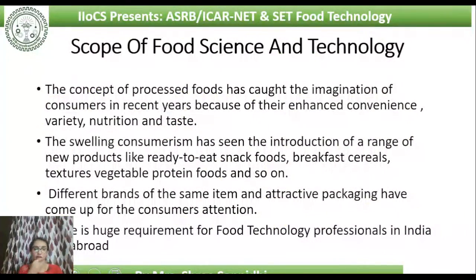Okay, so now the next one. Let us see the scope of food science and technology. We should know what the scope of food science and technology is. We all know that the concept of processed food has caught the imagination of consumers in recent years because of its enhanced convenience, variety, nutrition, and taste.